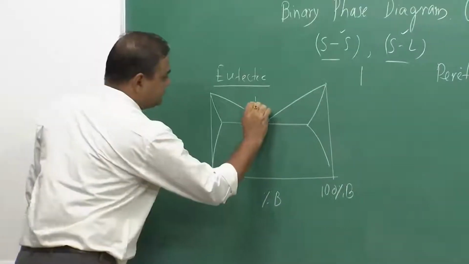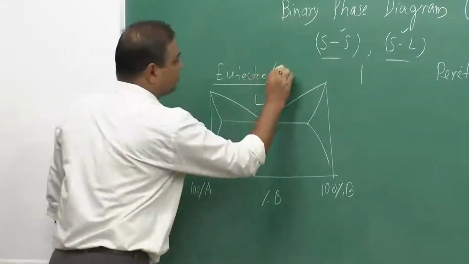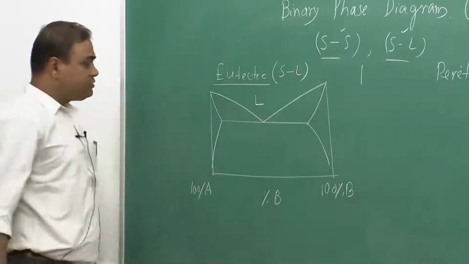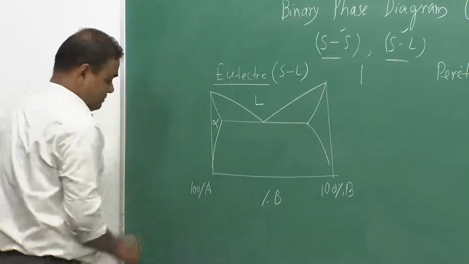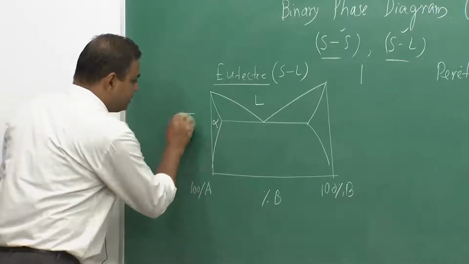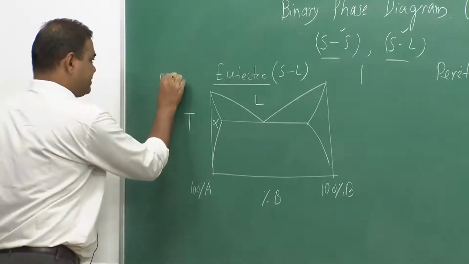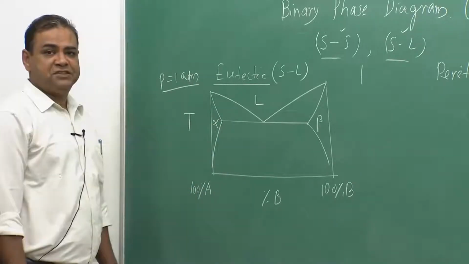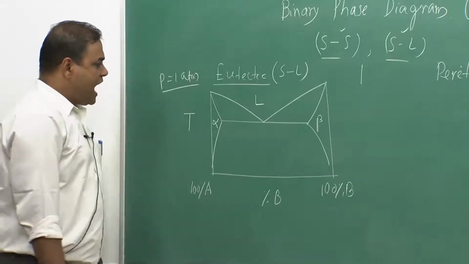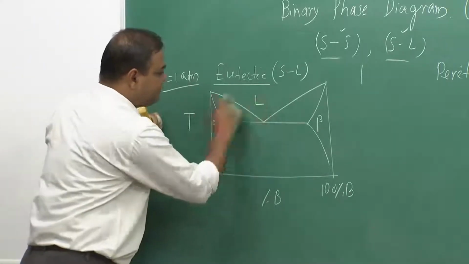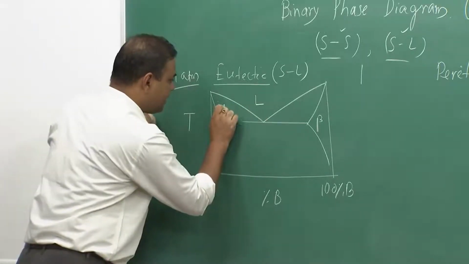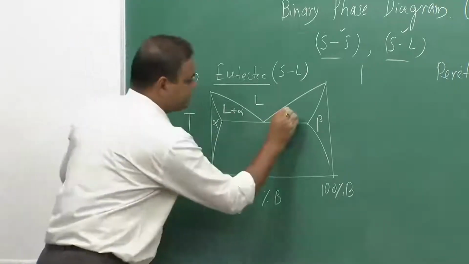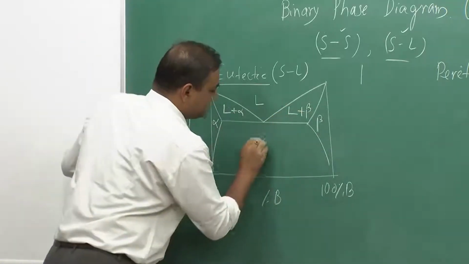So, here this is liquid, and it is also talking about solid-liquid transformation, and this is alpha. This alpha means this is the temperature axis, and here also pressure is 1 atmosphere. This alpha is the A-rich phase, and this particular region is beta, which is the B-rich phase. Okay. And these different phase regions would be: this is L plus alpha, this is L plus beta, and this is alpha plus beta.